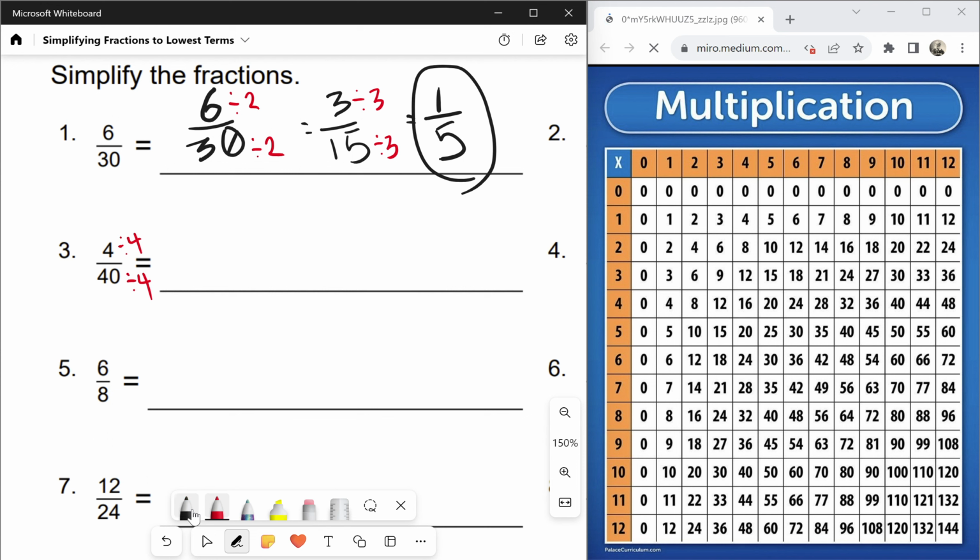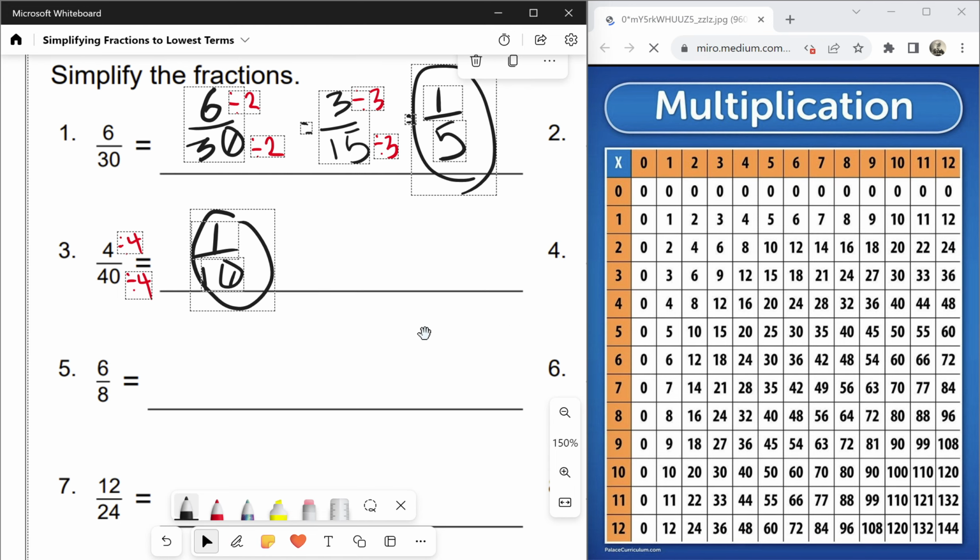4 divided by 4 gives me 1. 40 divided by 4 gives me 10. We've got a 1 in our numerator. That's lowest terms. There we go. 1 out of 10, lowest terms.